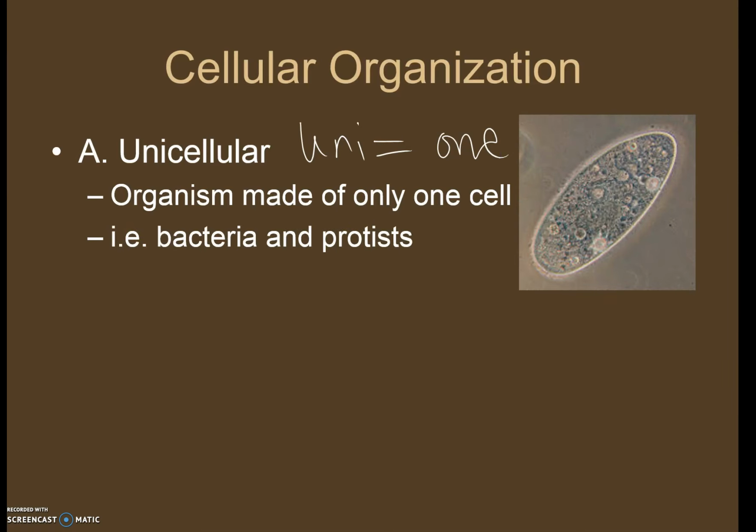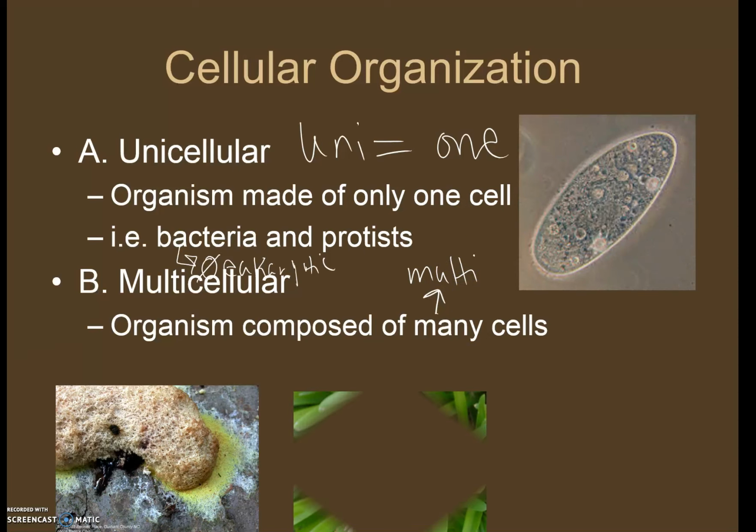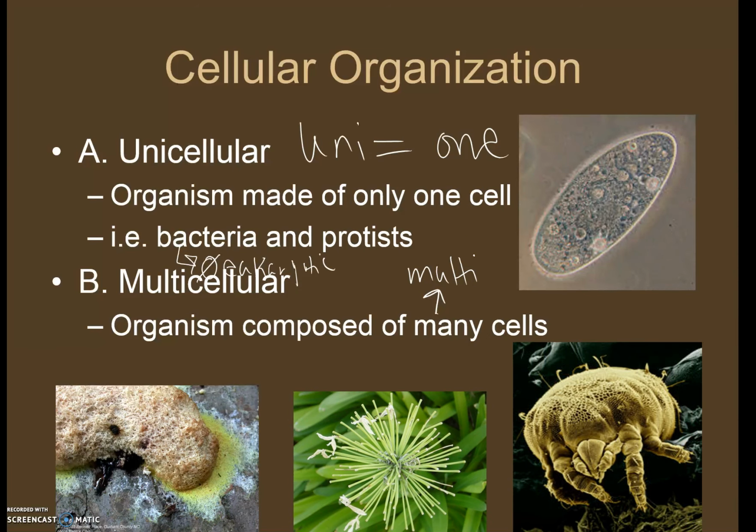So most of your bacteria, but remember bacteria are not eukaryotic. Bacteria are prokaryotic. Multicellular organisms are going to include most of your fungi, all of your plants, all of your animals, and some protists. These are going to be organisms composed of many cells, and that's because multi means many. This is an example of a fungus. We've got a plant here, and this is a dust mite. So it's still pretty small, but it is still multicellular.